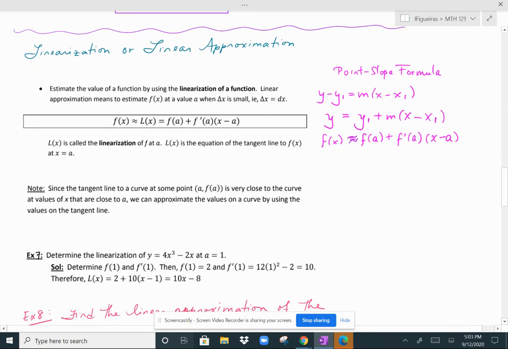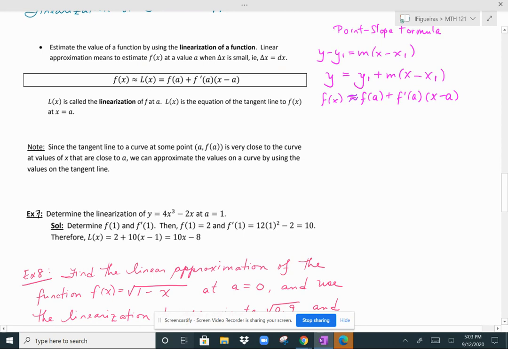All right, so let's do an example. We want to determine the linearization of the function y equals 4x cubed minus 2x at a equal to 1. At first we're just going to find what the linearization is. Then I'll show you how that linearization will allow us to approximate values. So we need to know what your function value is at 1, and we also need to know what the derivative is at 1.